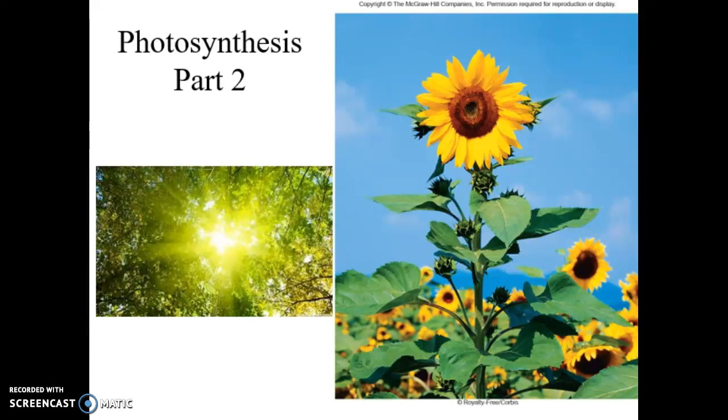So here's our second part in the photosynthesis lecture. And again, things I want you guys to remember. The key structure here is a chloroplast. That is the structure that enables an organism to run photosynthesis.